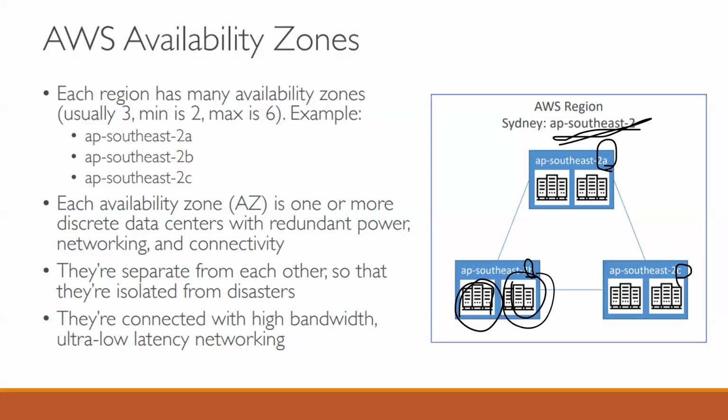Each availability zone is one or more discrete data centers with redundant power and networking connectivity. So AP Southeast is the region, and AP Southeast 2A, 2B, 2C are the availability zones. They are separate from each other, so that they are isolated from disasters. They are connected with high bandwidth, low latency networking.